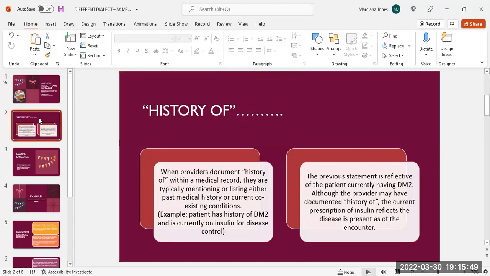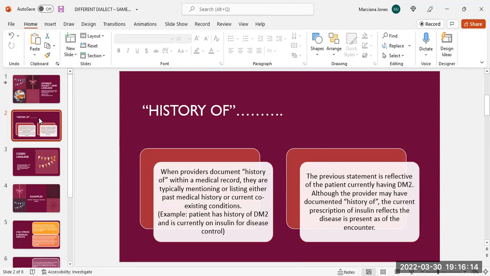Before I even get to reading the slides, when I speak of history of as a coder, that language to us means that that condition, that disease, or whatever it is, is no longer there. It's history. It's not being treated anymore by medications. There's no therapy for it. There's no anything. It's history and it is over.